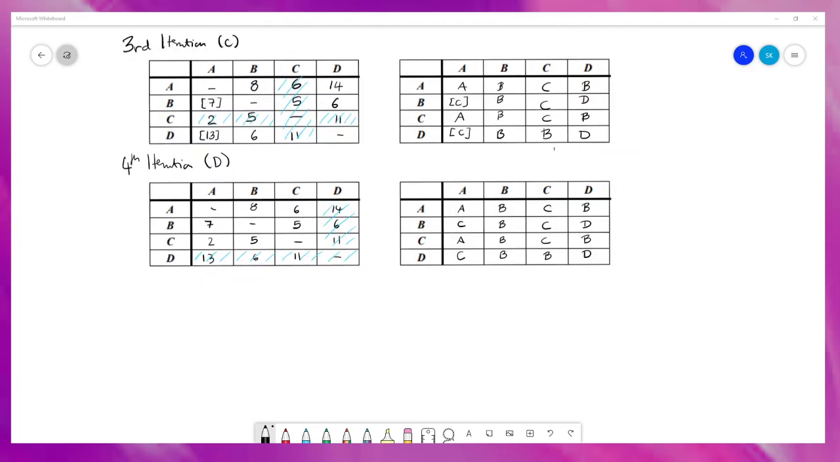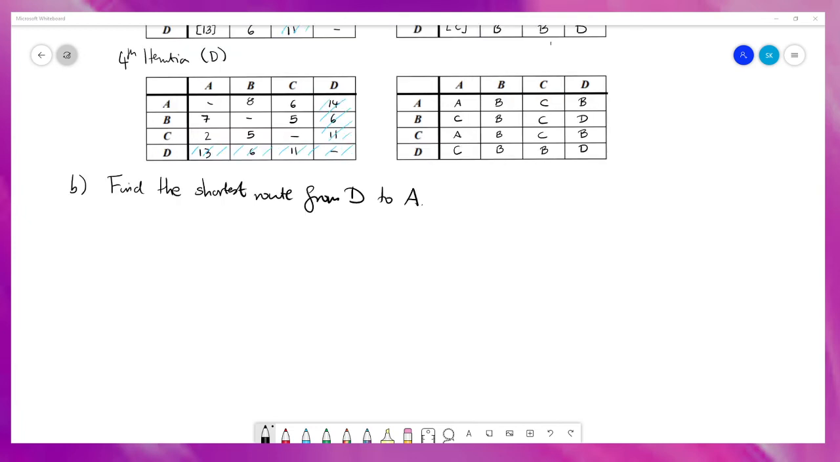And here's the answer. So this is the last iteration because, again, we have 4 vertices, so we're going to be doing 4 iterations. Again, like our first iteration, nothing changed, so nothing's in square brackets. This is the answer to this part A of this Floyd's algorithm question. What we're going to look at now is how to use this table to answer further questions. So this is the example we're going to look at.